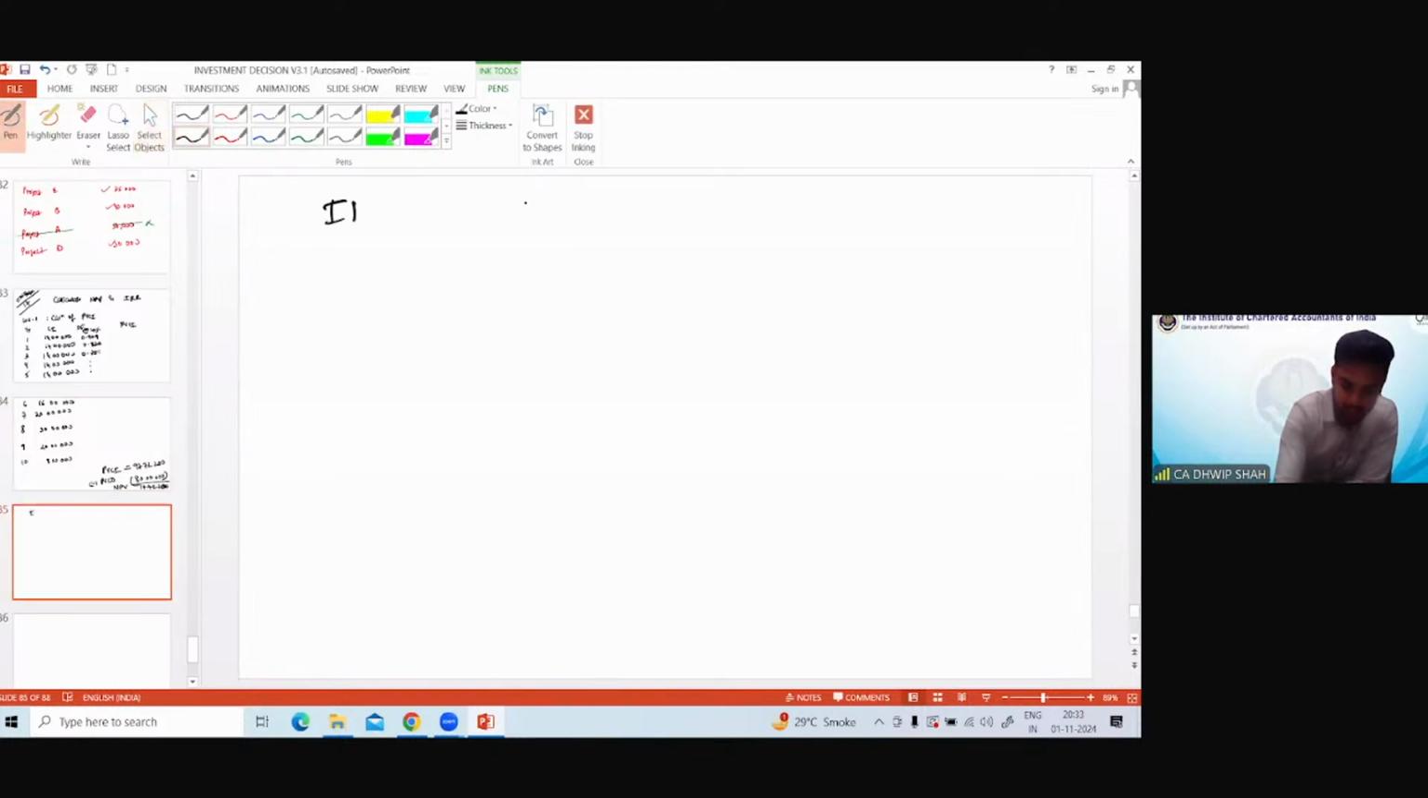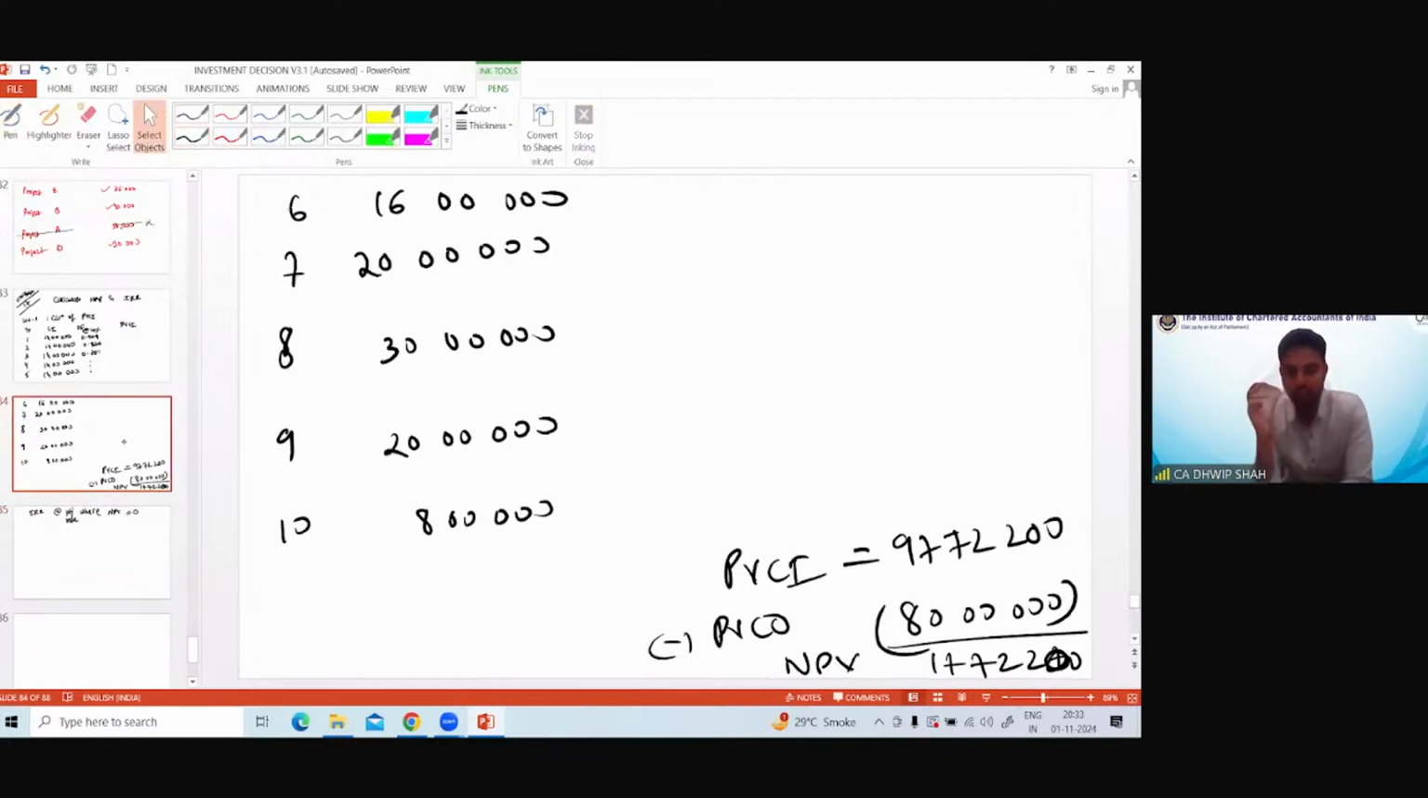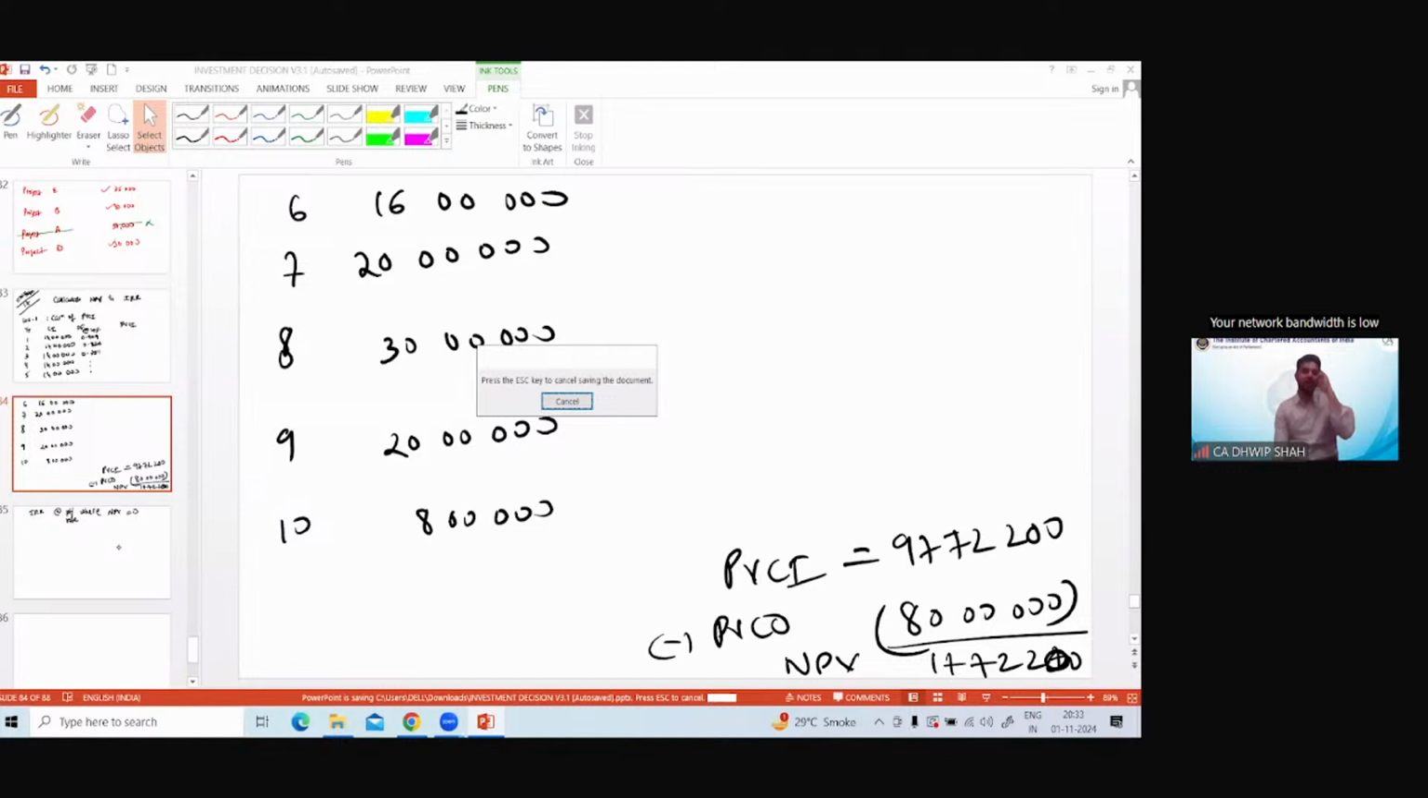IRR is that point, that discounting rate, where NPV is zero. We just calculated at 10%. At 10%, NPV is positive 17 lakh 72,200. So that cannot be my IRR. IRR has to be that rate where NPV is zero. So I have to bring my NPV from 17 lakh 72,200 to zero. I need to bring my NPV down.